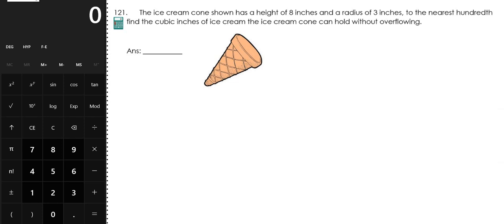121. Read it and then come back. Okay, so the ask of this question is to figure out how much this ice cream can hold. How much can this ice cream cone hold? All right, when we see the word hold, that's telling us this is a volume question.